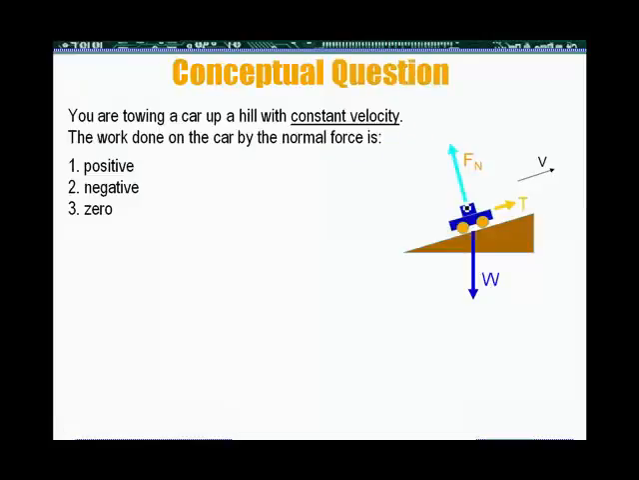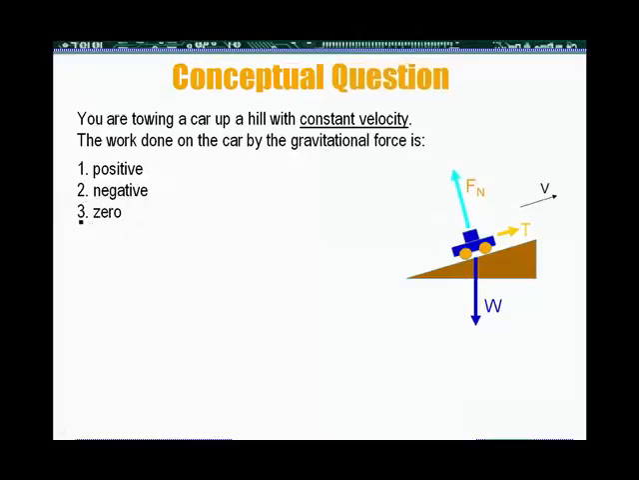Okay, now a few conceptual questions. If you are towing a car up a hill with a constant velocity, the work done on the car by the normal force is positive, negative, or zero. Okay, we discussed this before. Normal force is this way, my displacement is this way. They are perpendicular to each other, so there is no work done by the normal force. So the work done by the normal force is zero.